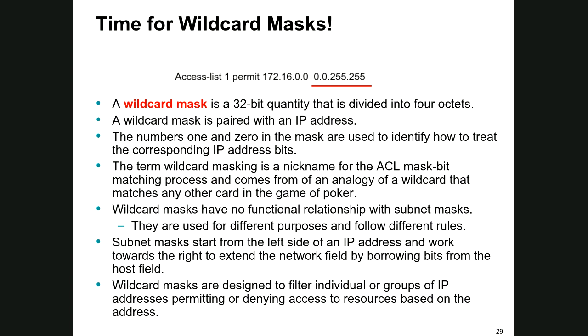Wildcard masks have, he says, no functional relationship to subnet masks. I say they're kind of mirror images. They're inverses. They're backwards. If you look at the most common subnet mask in the world, 255.255.255.0, the corresponding wildcard mask is 0.0.0.255. We use wildcard masks to zoom down to one individual PC, a range of PCs, all the PCs in the network, or even all the possible IP addresses in the entire world.